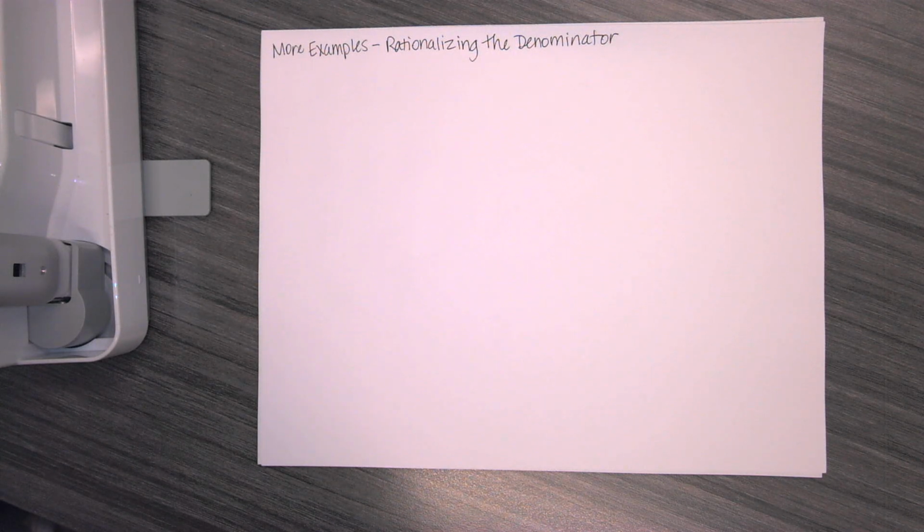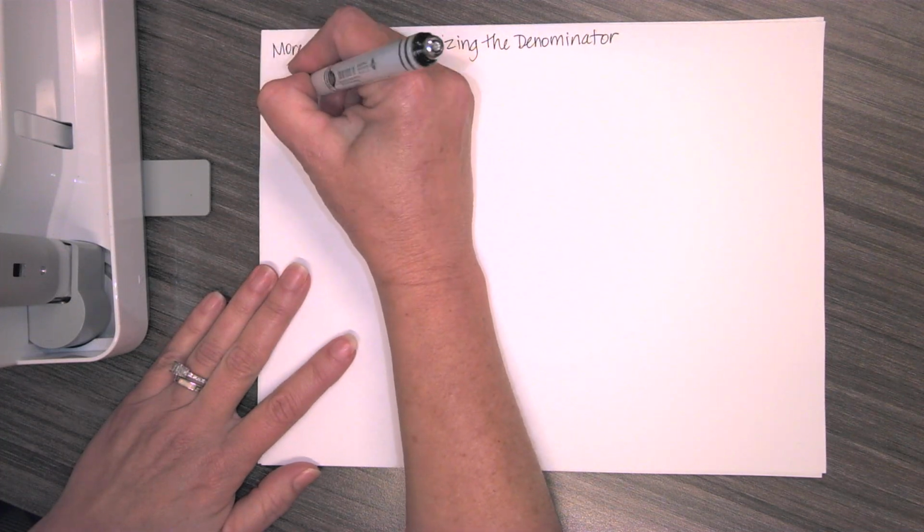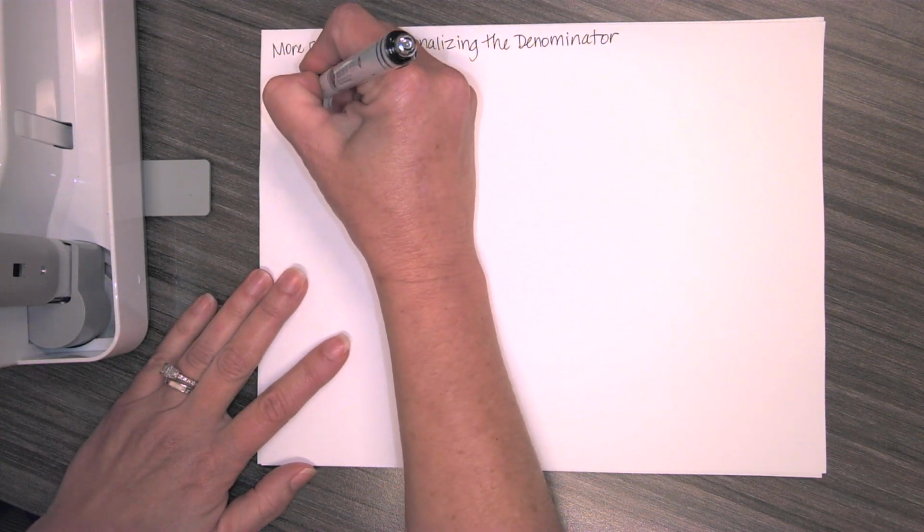In my last video, I talked about how to rationalize the denominator, or get rid of the radicals in the denominator of a fraction. And I want to do a few more examples of these with some that are a bit more difficult. Some that have binomials both in the numerator and the denominator of the fraction. So let's look at this.